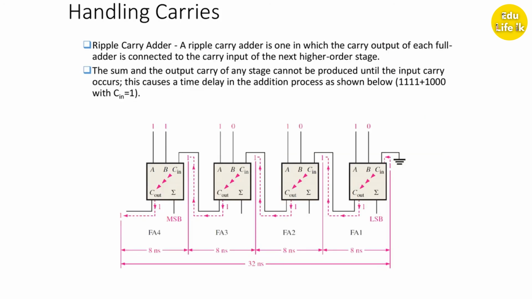Handling carries. Ripple carry adder is a very important part. A ripple carry adder is one in which the carry output of each full adder is connected to the carry input of the next higher order stage. The sum and output carry of any stage can't be produced until the input carry occurs. That causes a time delay in the addition process, as shown below.